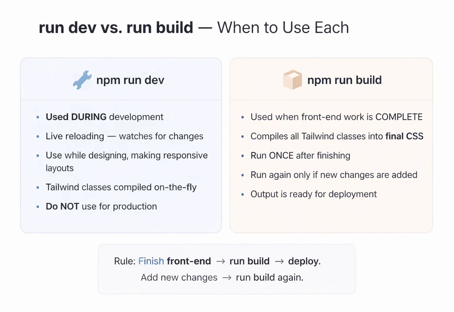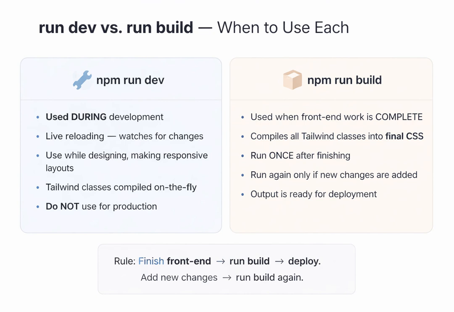Now, one important concept before we deploy: the difference between run dev and run build. When you're actively working on your project, designing layouts, making things responsive, tweaking Tailwind classes, you use run dev. This keeps a live server running that watches your files and recompiles on the fly. But once your front-end work is complete, you switch to run build.